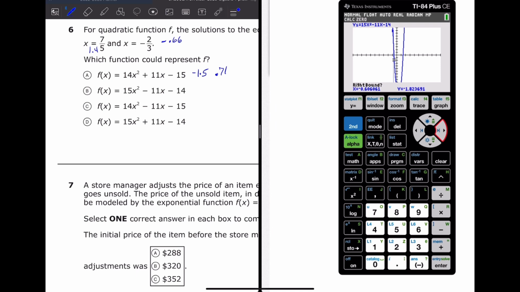Left bound, right bound, guess. X equals negative 0.66. 0 on the other side, your left bound is to the bottom of the X. Right bound on top, guess. X equals 1.5. Excuse me, 1.4. Looks like we have a match.